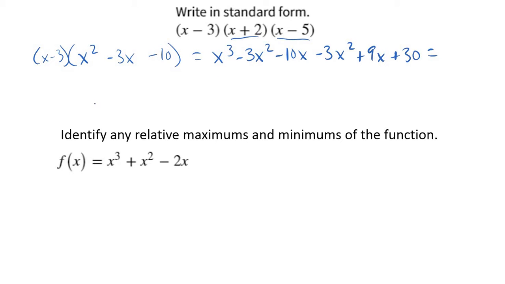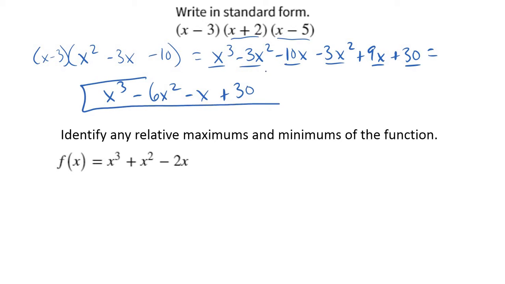So x cubed looks like the only cubed term. So I'm going to just underline them so I know I've looked at them. Minus 3x squared, minus 3x squared, so that's minus 6x squared, so I took care of those guys. Negative 10x plus 9x, so that's minus x. So we got those, and then our constant term, plus 30. So there is that polynomial in standard form. Again, just multiply it out, okay?